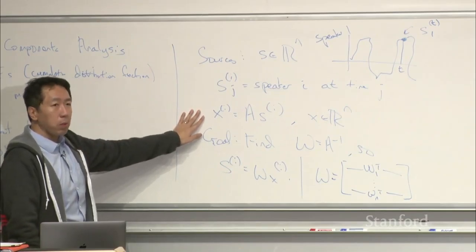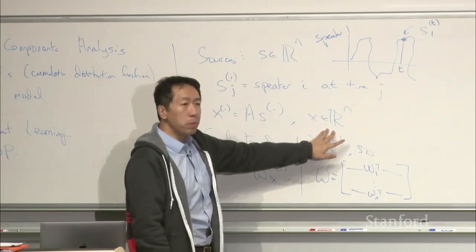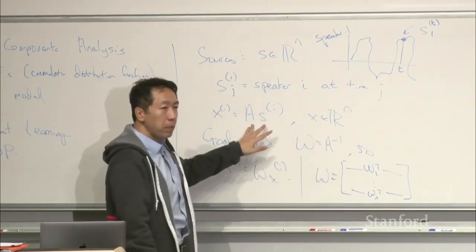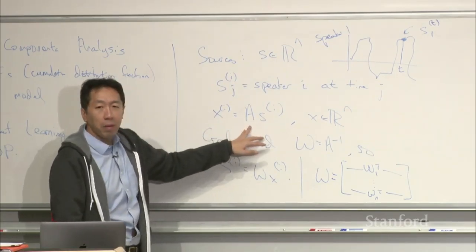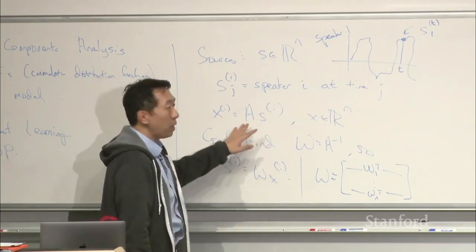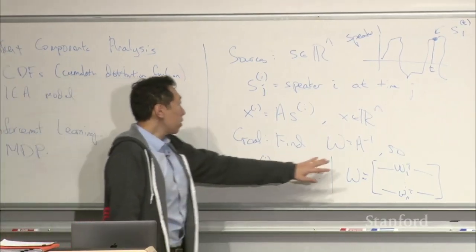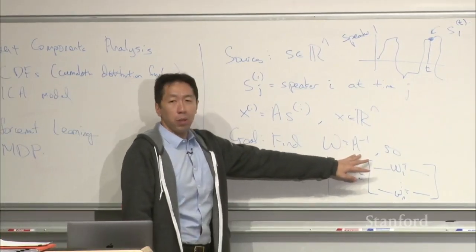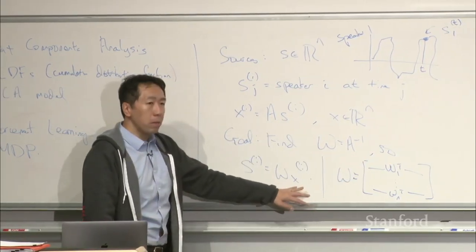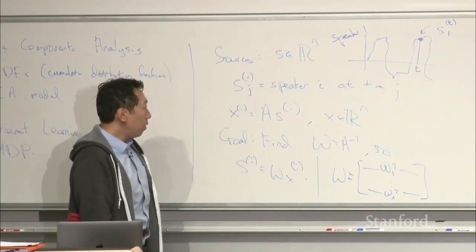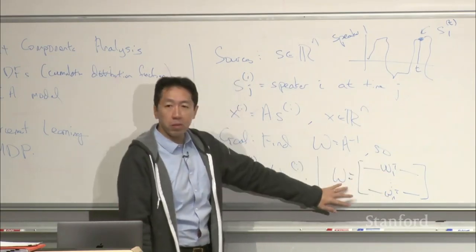And what your microphones record is x^(i) equals A s^(i). So just for now, let's say you have 2 speakers and 2 microphones, in which case A would be a 2x2 matrix. In the homework problem, you have 5 speakers and 5 microphones, in which case A will be a 5x5 matrix. We'll talk later about what happens if the number of speakers and microphones is not the same. And the goal is to find a matrix W, which should hopefully be A inverse, so that s^(i) is W times x^(i), recover the original sources. And we're going to use these w_1 up through w_n to represent the rows of this matrix W.